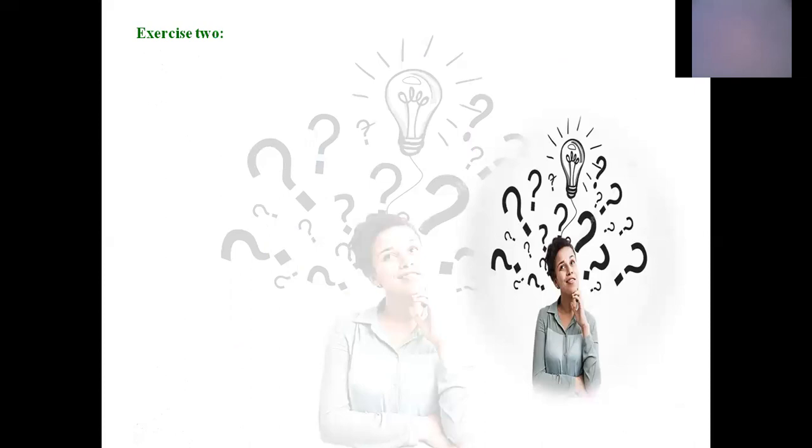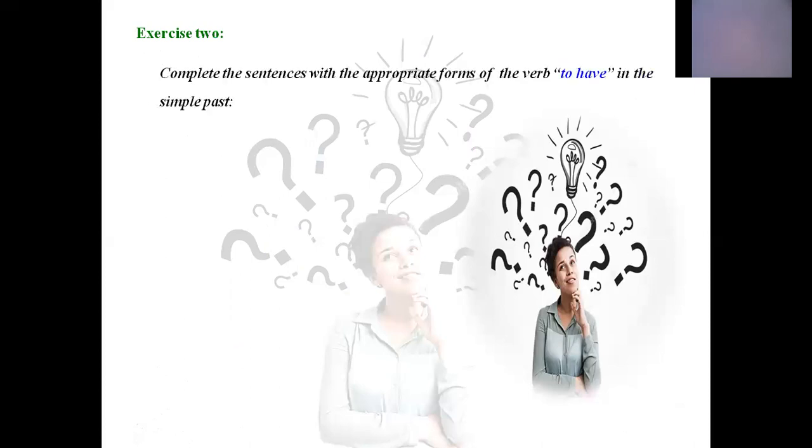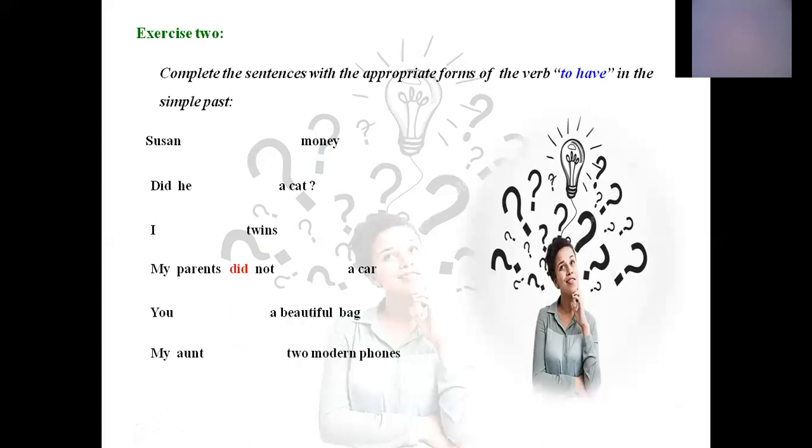The second exercise has a similar question. We need to complete the sentences with the appropriate forms of the verb to have. The first one was in the simple present, and the second exercise is in the simple past. Here we will keep the same examples, so we only need to change the form. Susan, in the past, Susan had money.